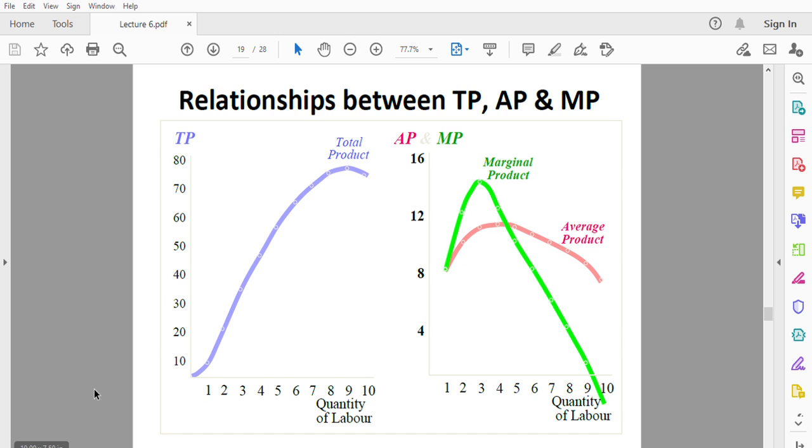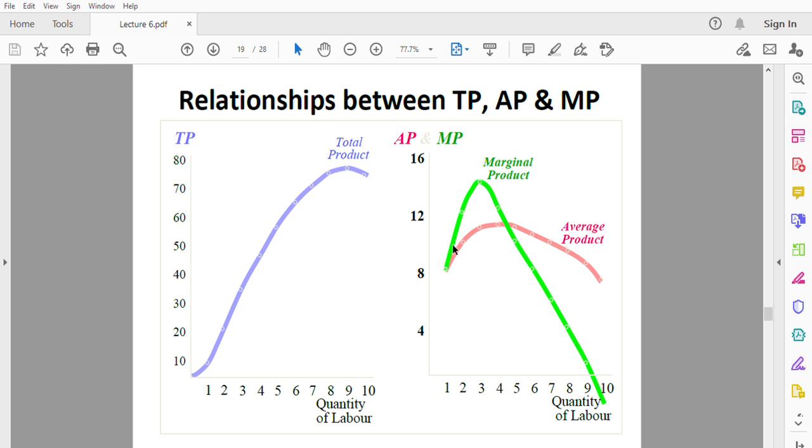So here we are. We have our total product curve. This is how it looks. It starts increasing at a very fast rate. It gets to a point where its increase becomes quite constant. It increases at the same rate. It gets to a point where it increases at a decreasing rate. It attains its maximum and then starts falling.